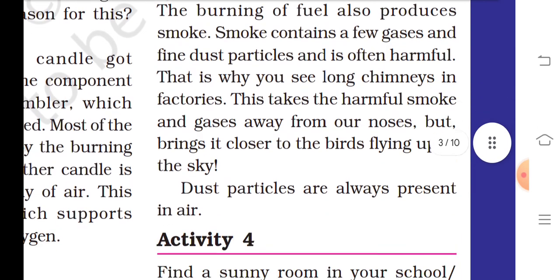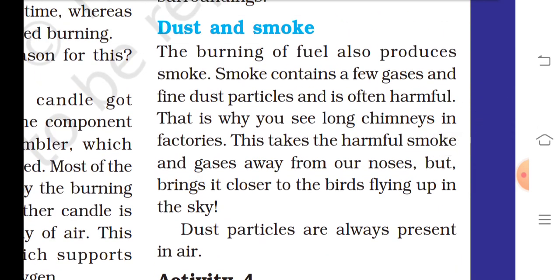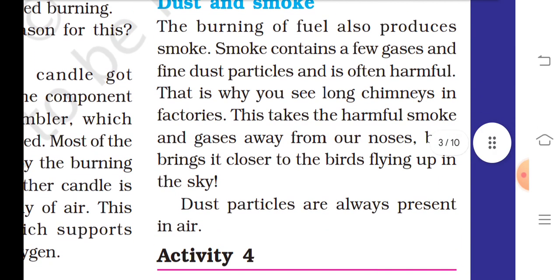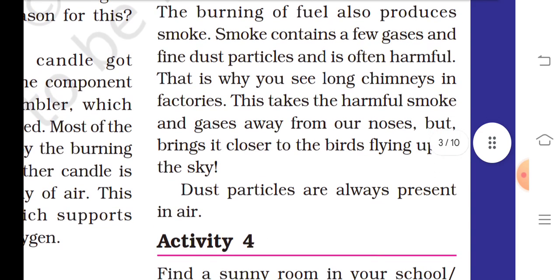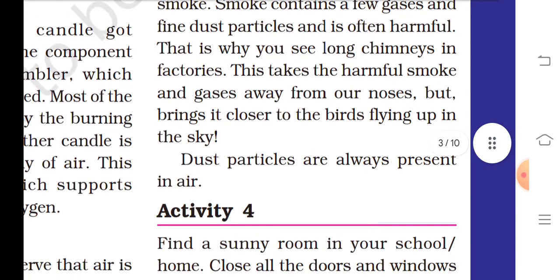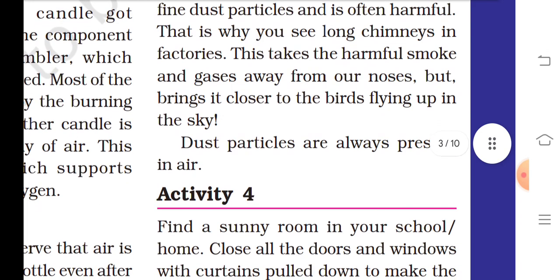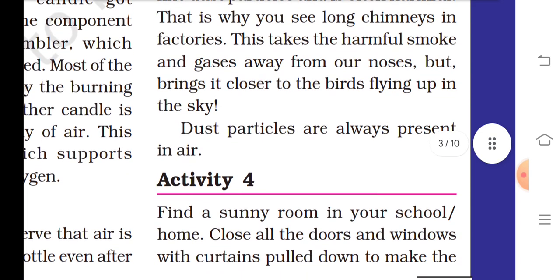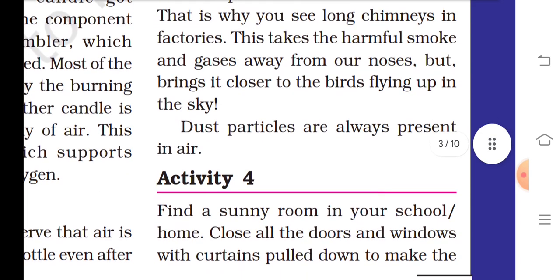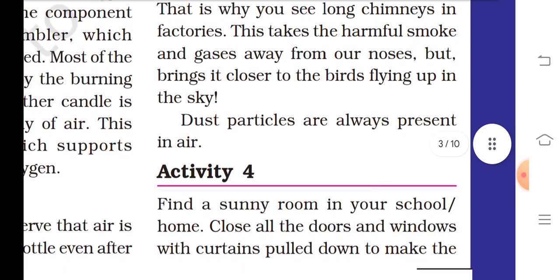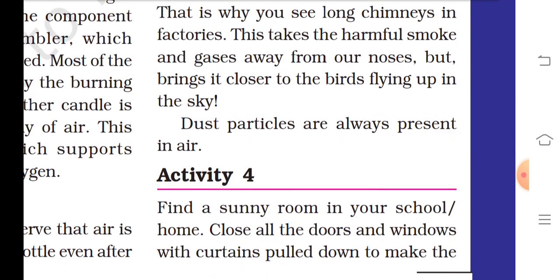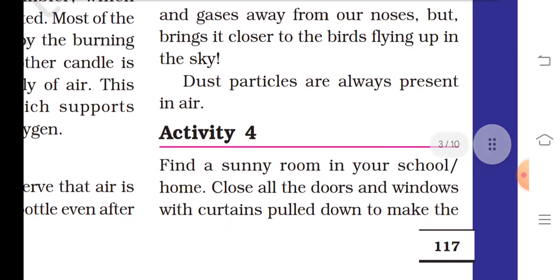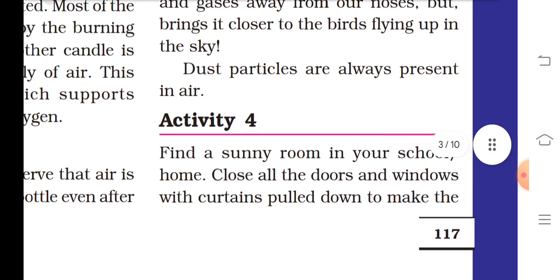Dust and smoke. The burning of fuel also produces smoke. Smoke contains a few gases and fine dust particles and is often harmful. That is why you see long chimneys in factories. This takes the harmful smoke and gases away from our nose, but brings it closer to the birds flying up in the sky. Dust particles are always present in air.